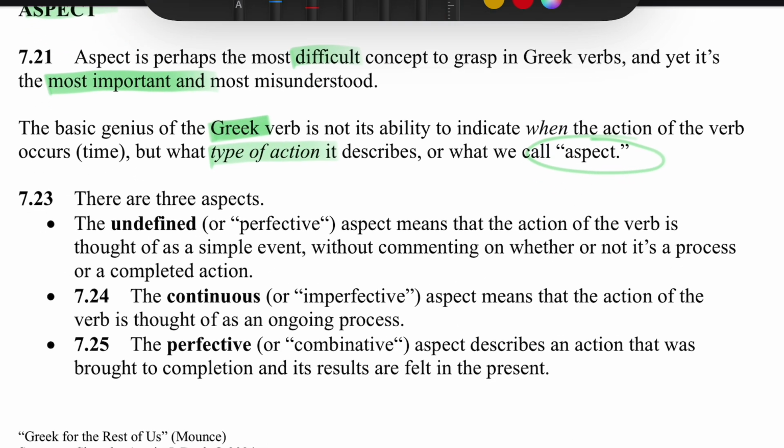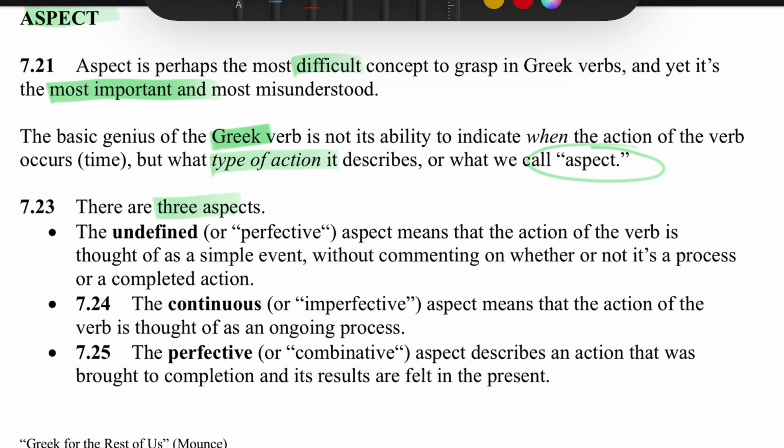In English, there are three aspects. We have the undefined, the continuous, and the perfective aspect. The undefined aspect means that the action of the verb is thought of as a simple event without commenting on whether or not it's in process, or whether or not it's a completed action. It's just saying this event happened.